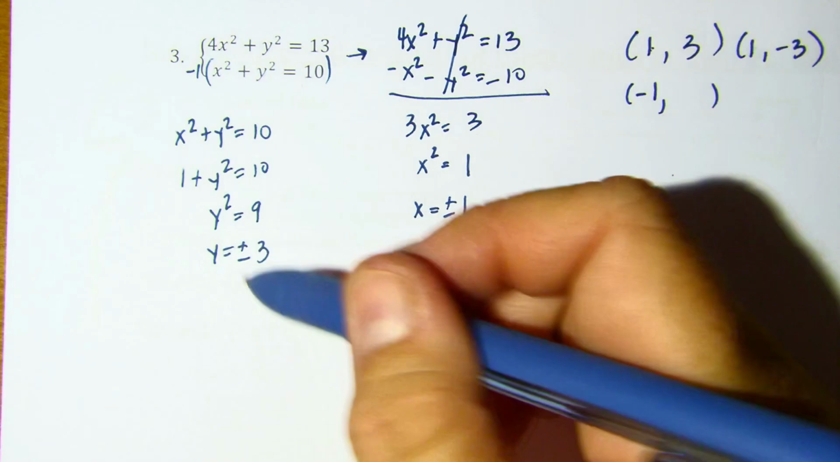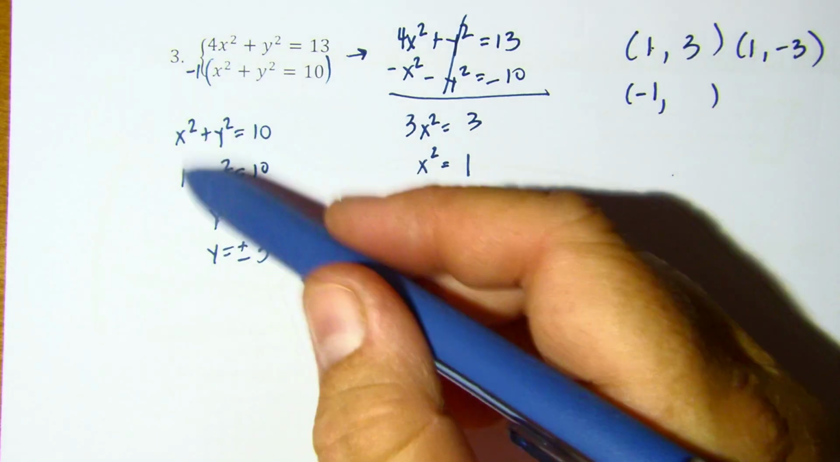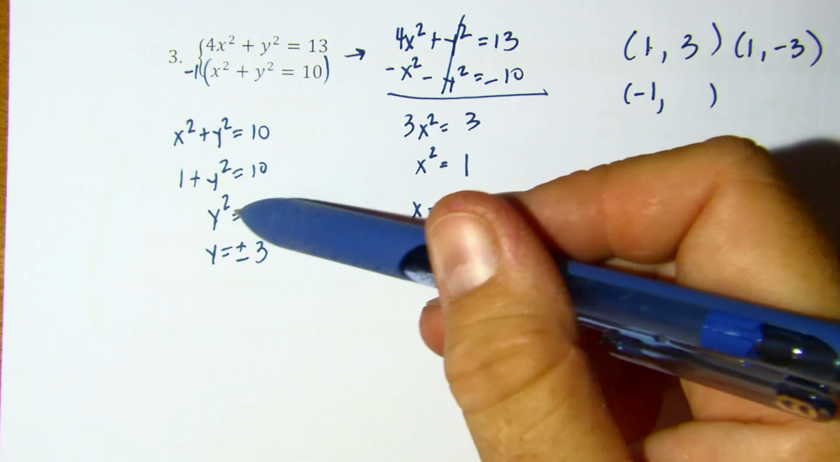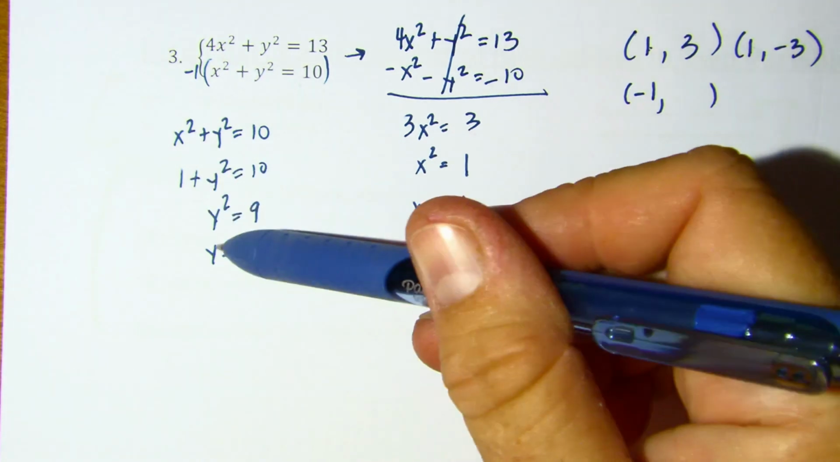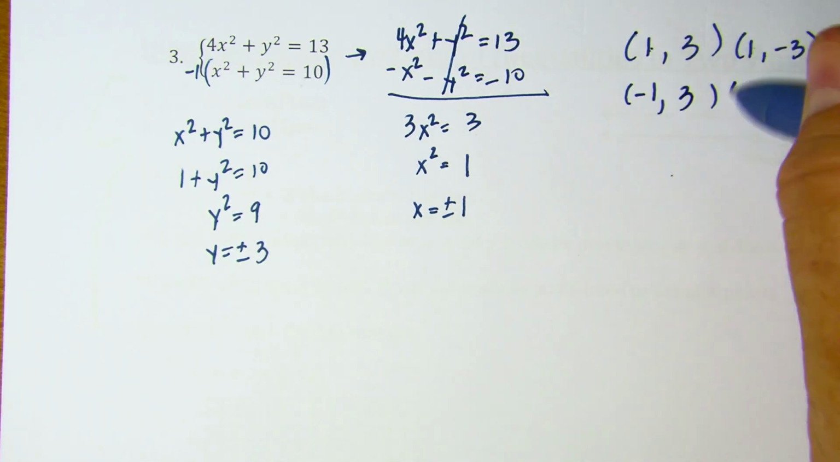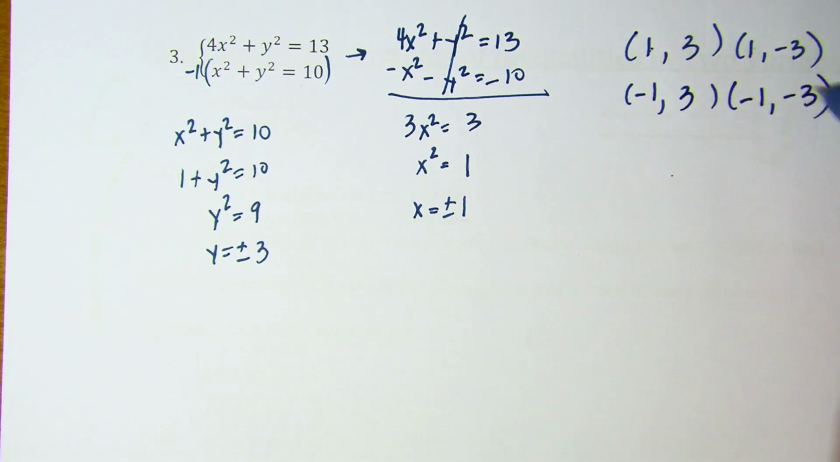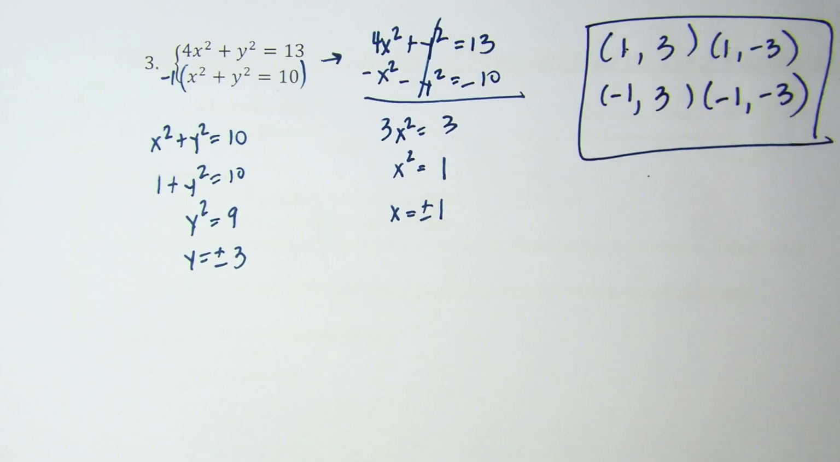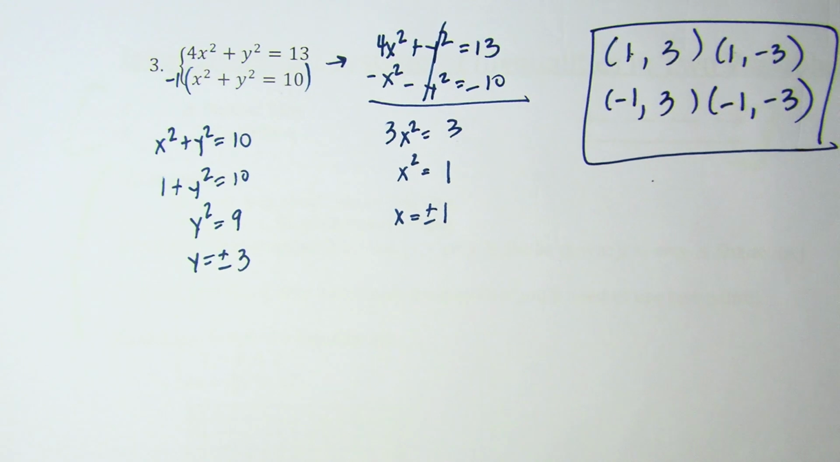So plugging in negative 1, the same thing's going to happen. Negative 1 squared is 1. And subtracting 1, we get y squared equals 9. Then plus or minus 3. So for negative 1, we also got 3 and negative 3. So for these equations, there are 4 points where they intersect.